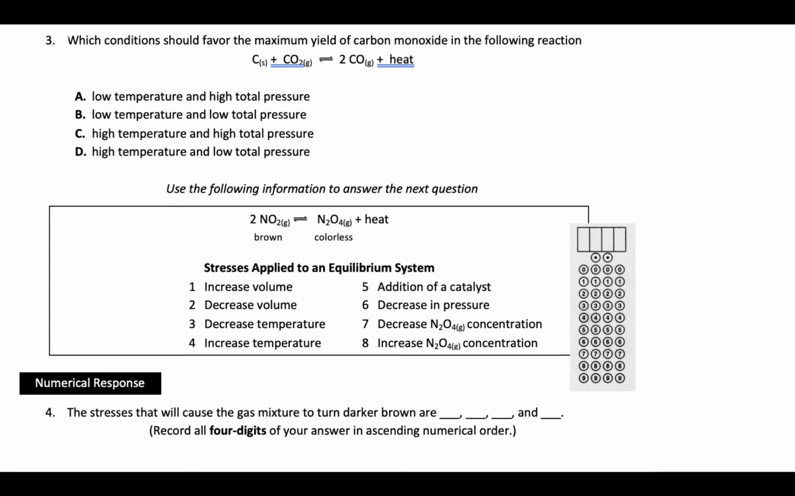Looking at the next one, this is showing that we have that idea that we know about shifts. So because we don't include solids or pure liquids in the expression, we actually would not include this carbon. So there is a difference in moles. There's 1 mole on the left and 2 moles on the right. So when we're looking at what would favor the maximum yield of carbon monoxide, we want to shift to the right. To shift to the right, because that has a side with more moles, you would increase your volume or decrease your pressure.